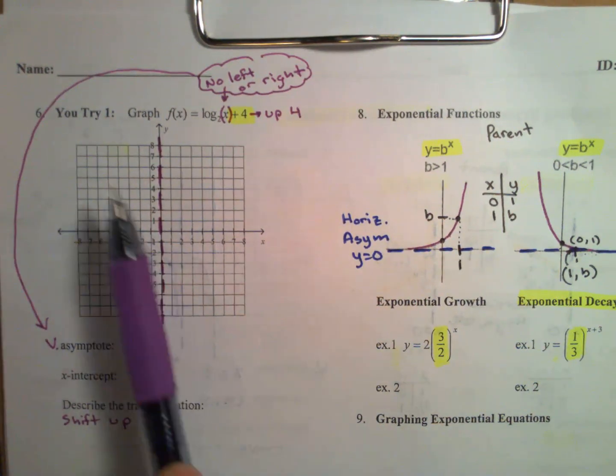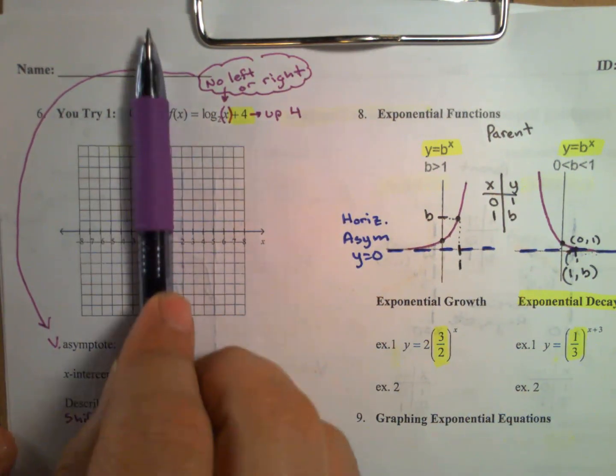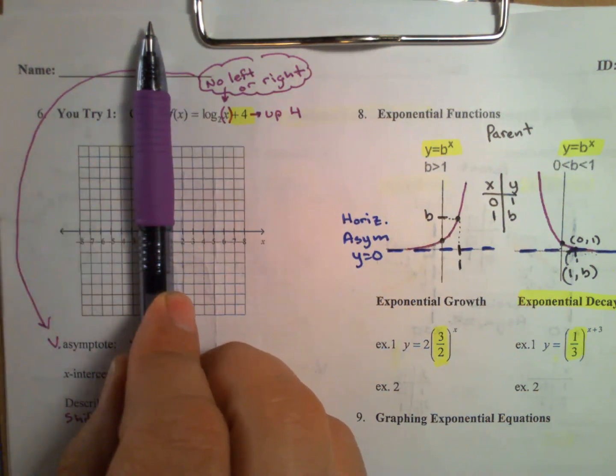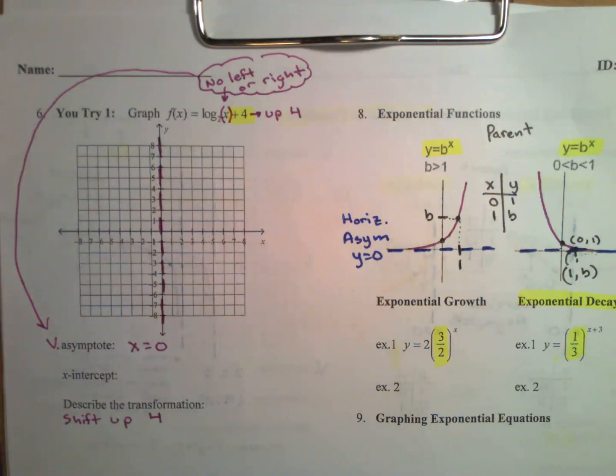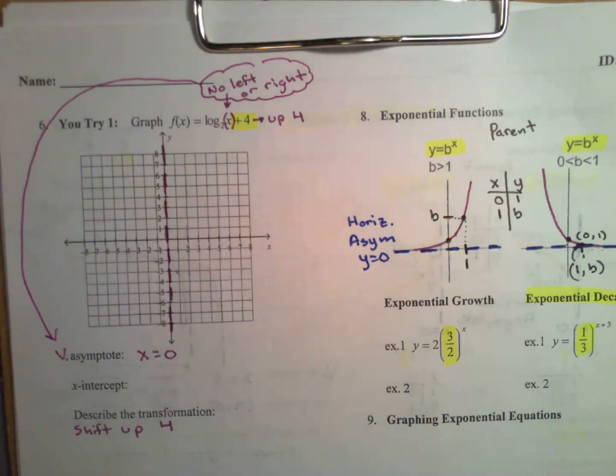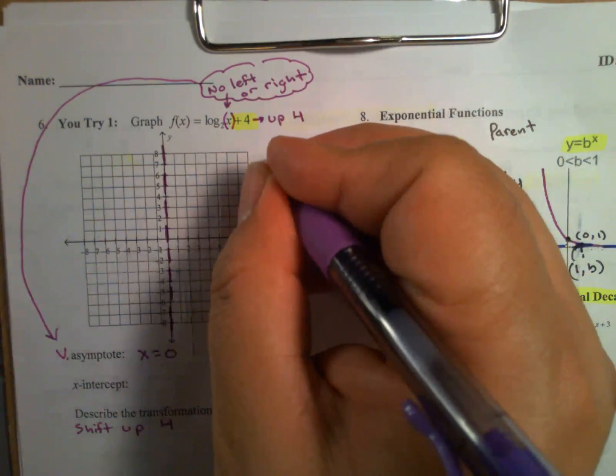And remember, even if you said, oh, but it is going to move, I'm going to move it up 4 spaces. Notice how it stayed in the same spot. That's why the vertical asymptote is only affected if you move left or right. Now, we're ready to get started with our points.